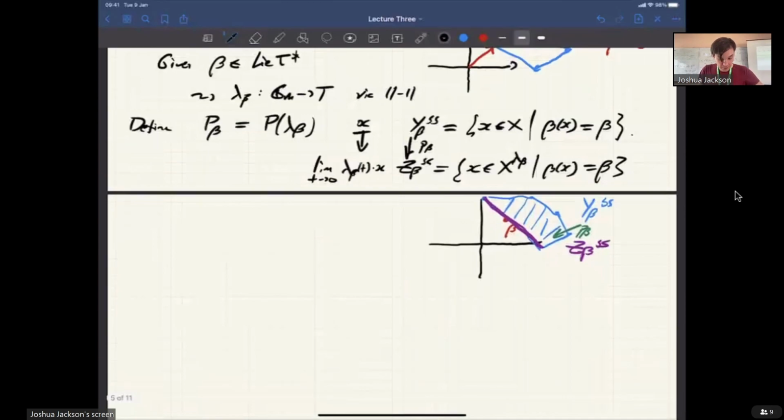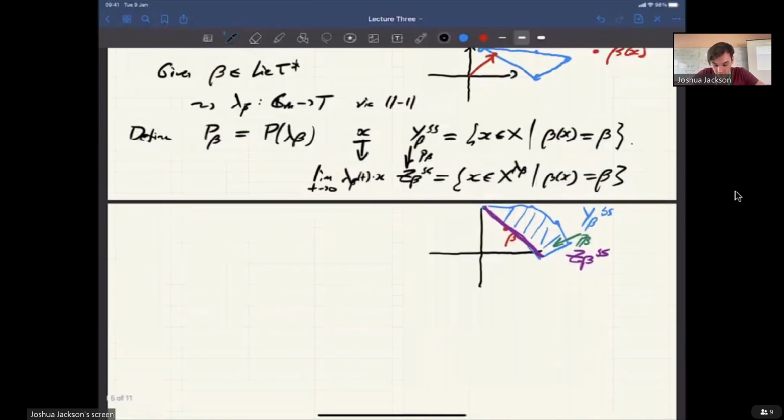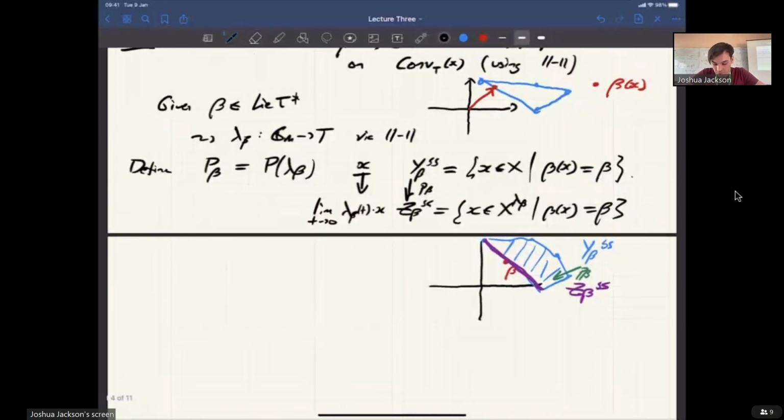Can I ask a question? Sure, yeah. I just want to clarify your two pictures. The top picture is happening in the dual of the Lie algebra, and the bottom picture is happening in X? Or am I confused? No, sorry. Both pictures are in the dual of the Lie algebra. Sorry, it was a little unclear.